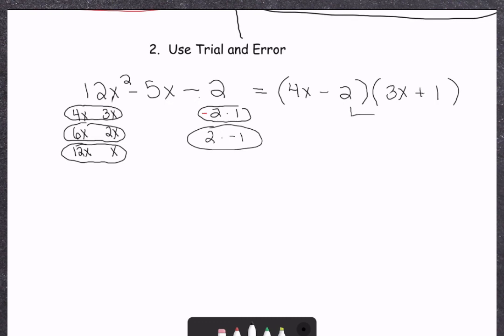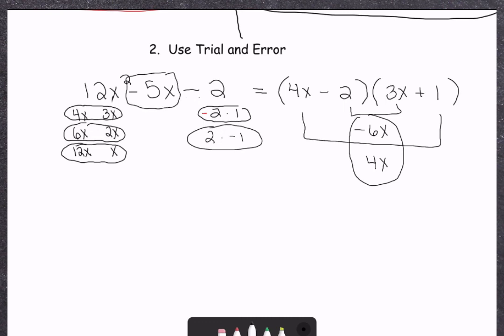So the middle terms are going to be negative 6. The outer terms are going to be 4x. And when I add these together, I get negative 2. I'm trying to get negative 5. So that does not work. So let's try something else.